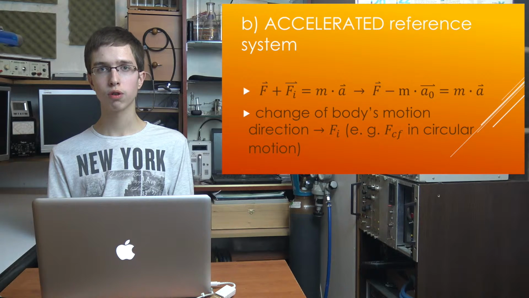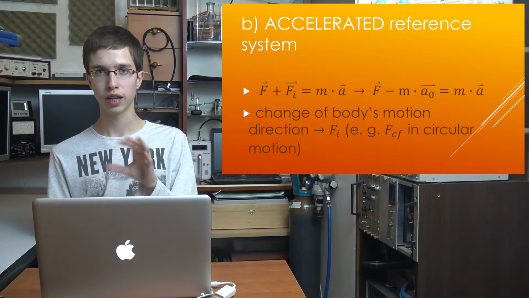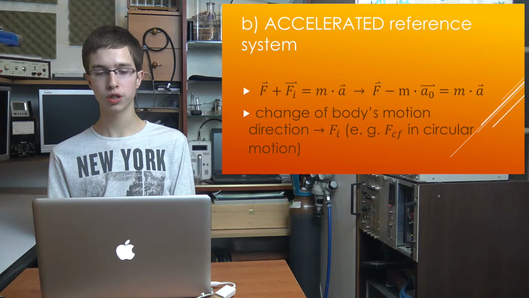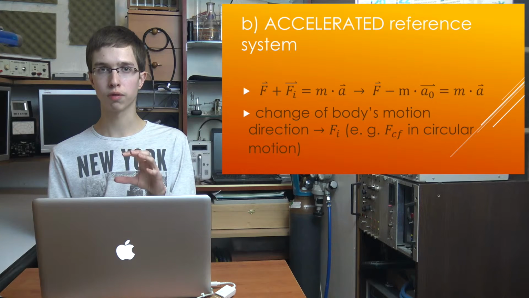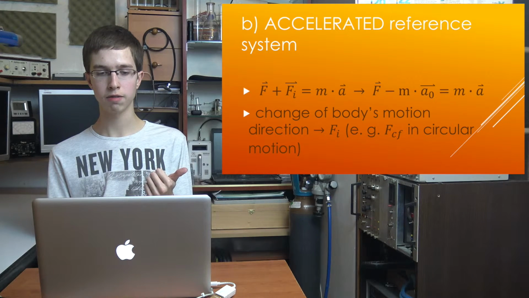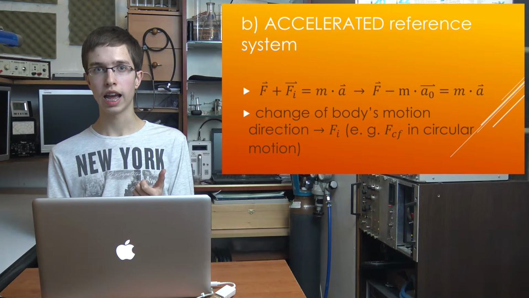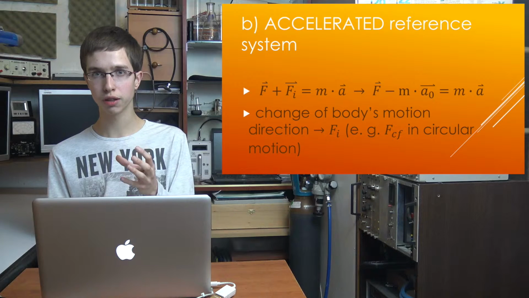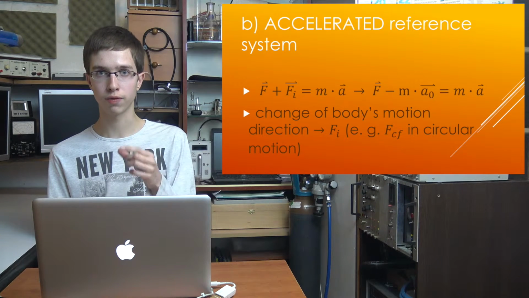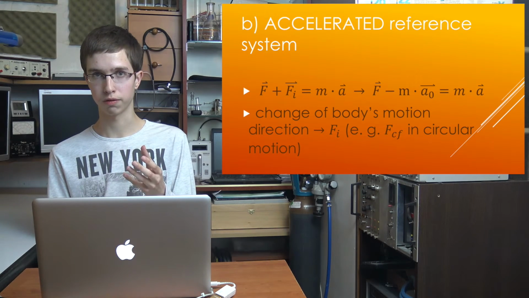And inertial force also appears due to change of the body's direction in which the body goes through motion. For example, in circular motion we have centrifugal force, FCF here marked, which is actually a non-real force. Inertial force, which appears as a response to the real force acting on the body in circular motion, which is centripetal force.